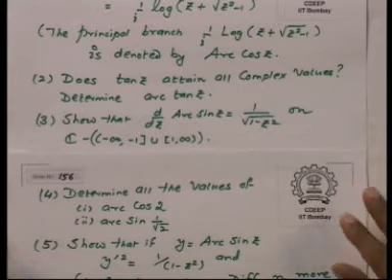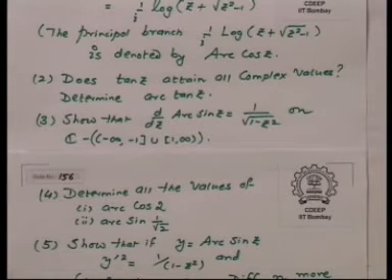Determine all values of arc cos 2 and arc sine 1 over root. All the values. It's a multivalued function, so you have to find all values. It's multivalued for two reasons. Root of 1 minus a squared is multivalued and the log is also multivalued. So there will be two sets of values you are going to get. One for the positive square root, one for the negative square root.